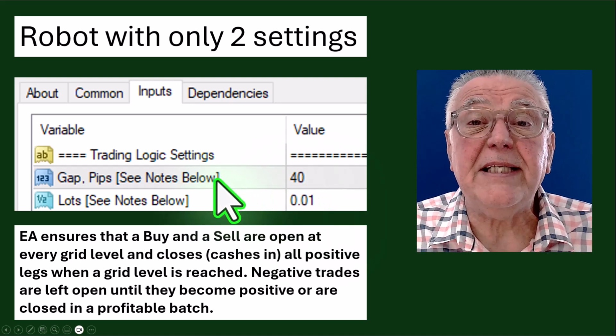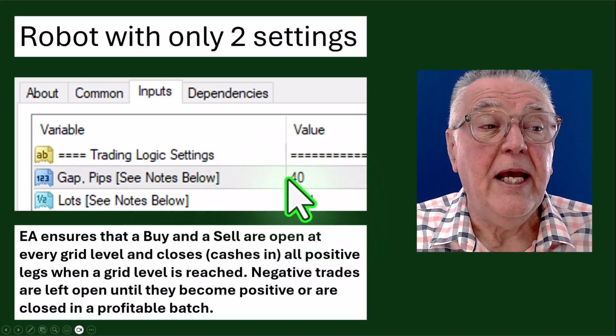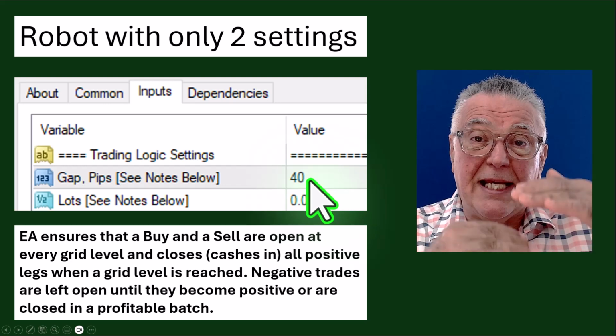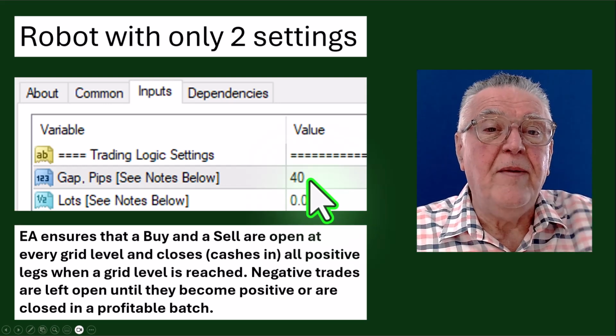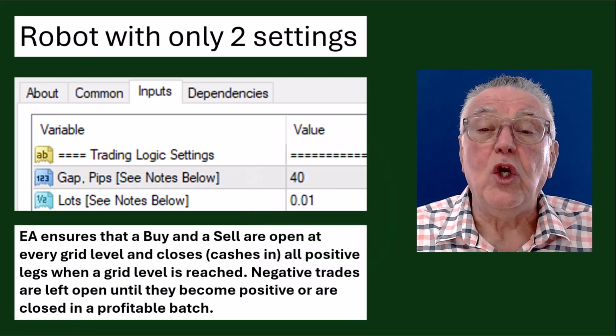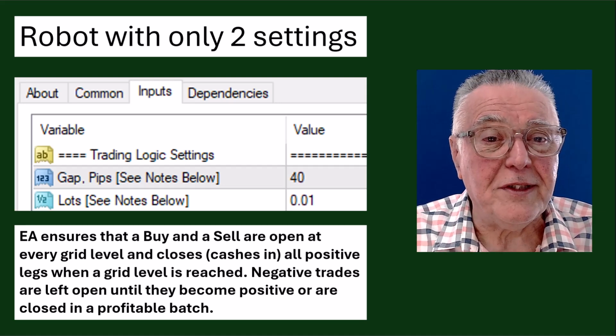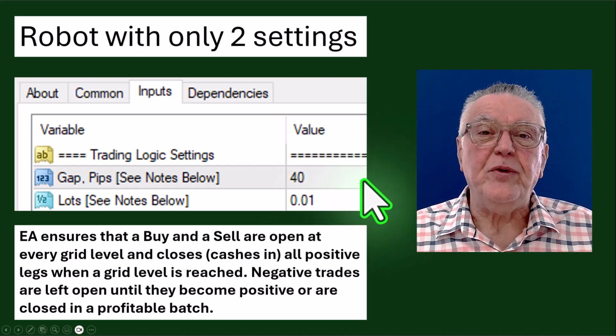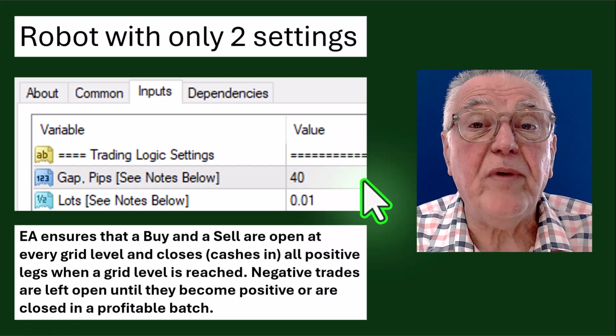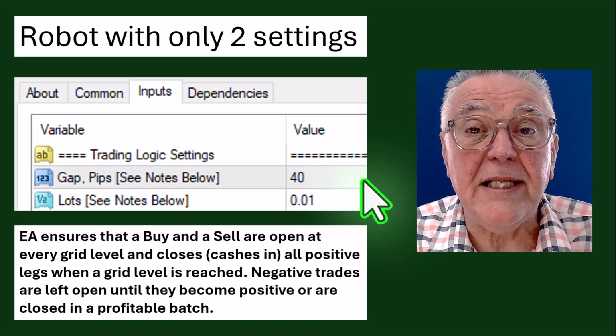And here's a view of the settings. The only settings that you need to enter is the gap size, and that's the gap between the grid levels, and then your lot sizing or your position sizing. Those are the only two. And as you'll see, we provide quite a lot of guidance in that particular area.